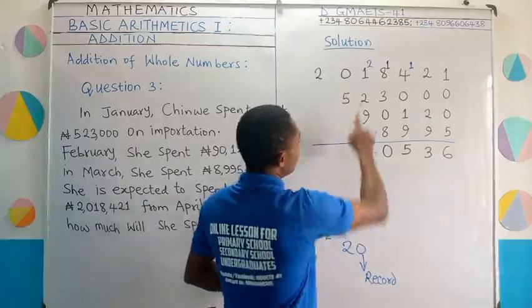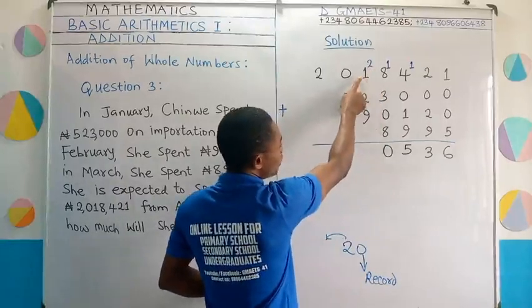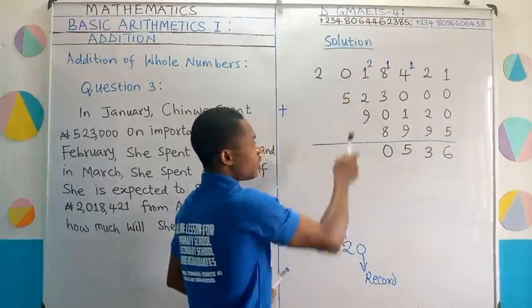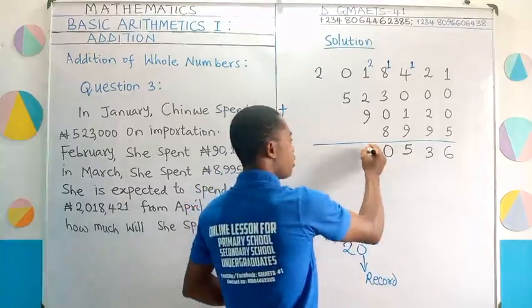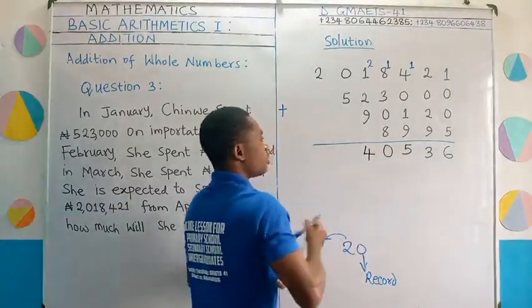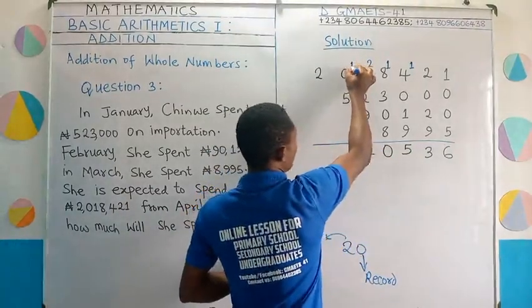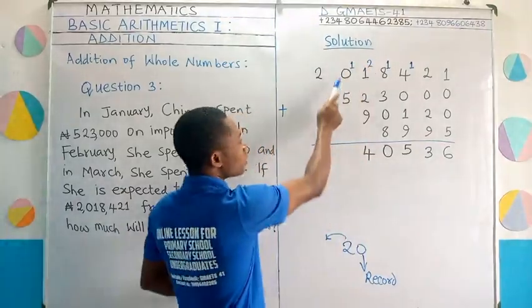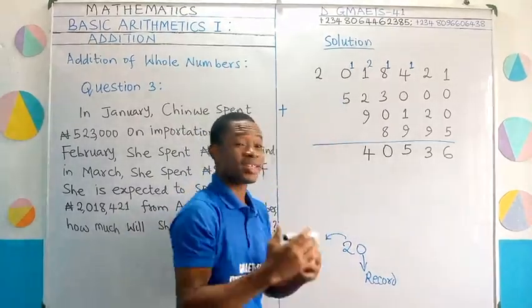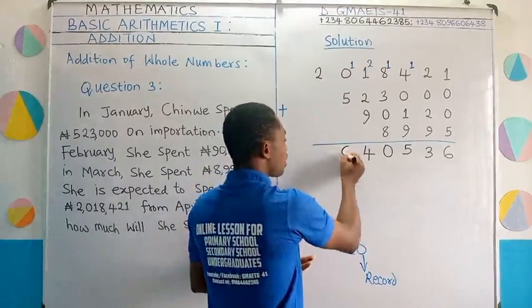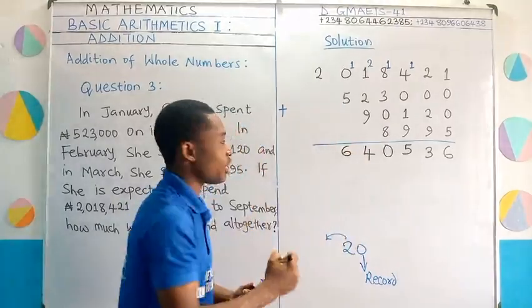Alright, we are moving on. Add up these 2 you moved to this place value. Add it to this 1, you get 3. 3 plus 2 is 5. 5 plus 9 is 14. Record 4, move 1 to the next higher place value in hundreds of thousands here. Add that 1 to this 0, you get 1. 1 plus 5 will give you 6. 6 is less than 10. So you record it down. It is just one digit number, you know.